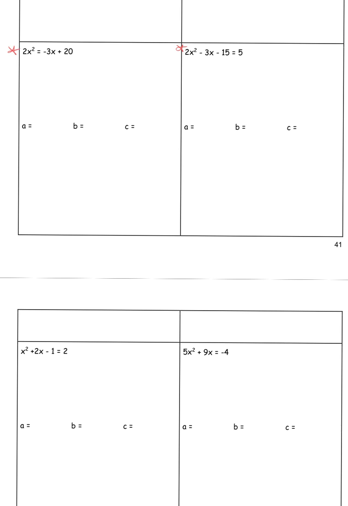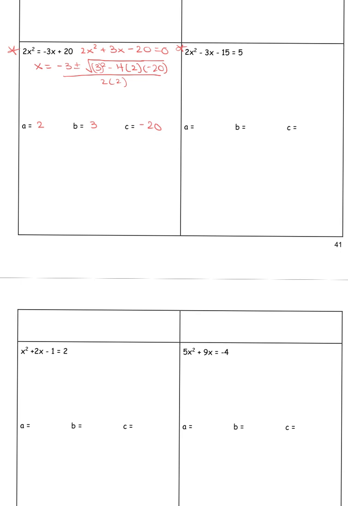So again, we have to make sure that it is in the standard form. So we have 2x squared plus 3x minus 20 all equals 0. So a is equal to 2, b is equal to 3, and c is equal to negative 20. So again, we're going to plug it in to our quadratic formula. So we have x is equal to negative 3 plus or minus the square root of b squared, which will be 3 squared, minus 4 times 2 times negative 20. And that's all going to be divided by 2 times 2.